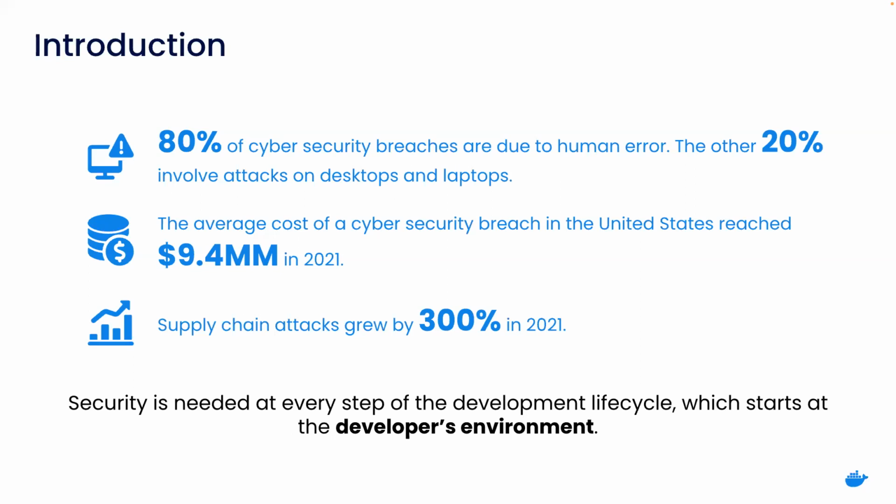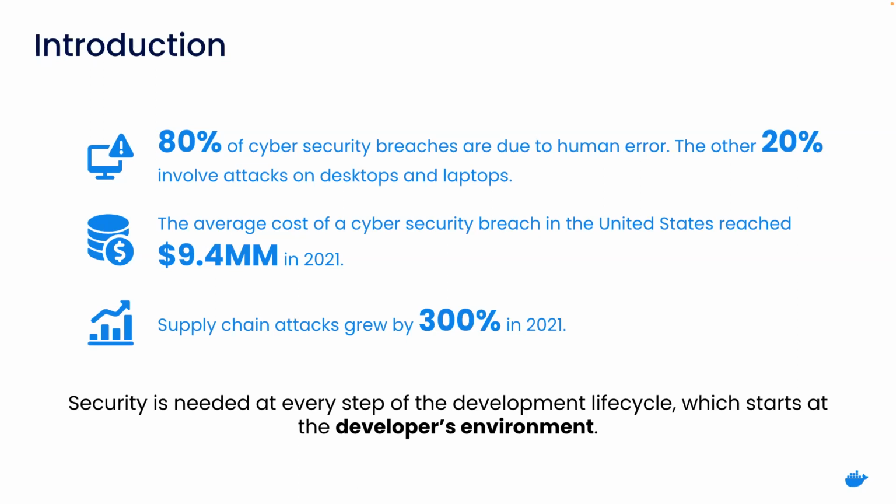In 2021 alone, 80% of cybersecurity breaches were due to human error, and the other 20% involved attacks on desktops and laptops. And whether this is accidental due to things like bugs or misconfigurations, or on purpose, such as attempting to relax or bypass organization security settings, these do all increase the risk for breach.